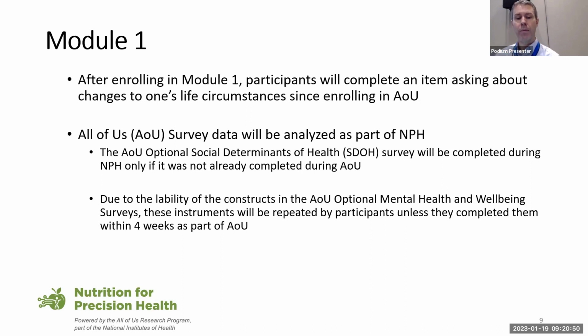However, the mental health and well-being survey, those constructs are labile. That means that they can change, week to week, day in, day out. So for the mental health and well-being survey, we're going to have the NPH participants repeat those surveys if they completed them greater than 4 weeks ago. So if they completed them 3 weeks ago, we'll just use that data from All of Us. If it was 5 weeks ago, then we're going to have them repeat those instruments.